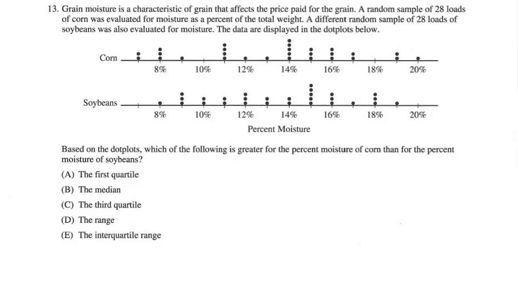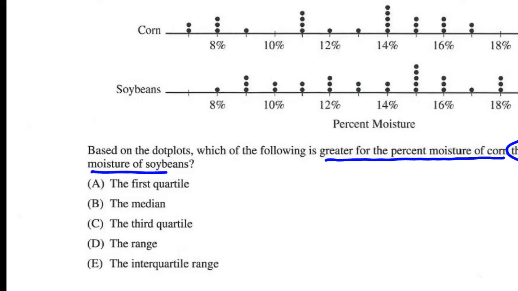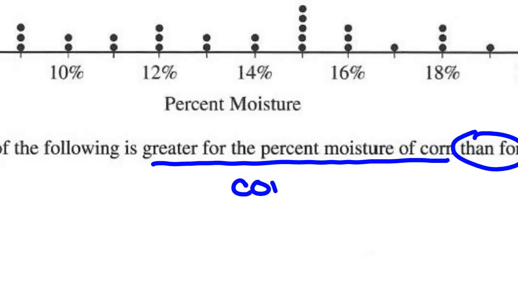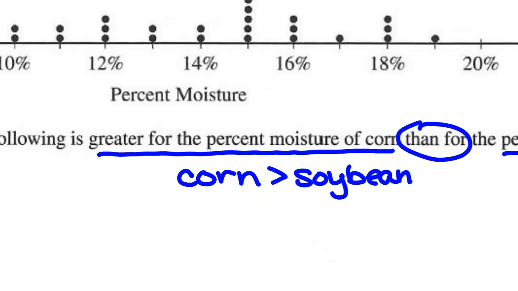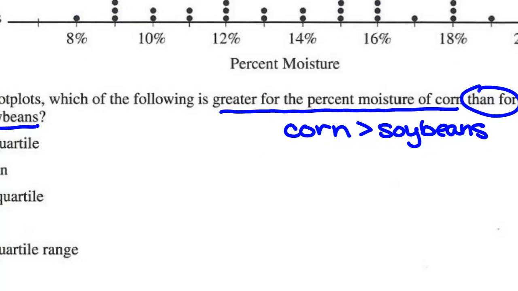Number 13, we were about 50-50 on this one. More people got it right than wrong, but it was about 50-50. Based on the dot plots, which of the following is greater for the percent moisture of corn than for the percent moisture of soybeans? So I want corn greater than soybeans. And they want me to compare the first quartile, the median, the third quartile, the range, and the interquartile range. I'm going to start with the easiest one to calculate. Which one up there would be the easiest? I would think range.